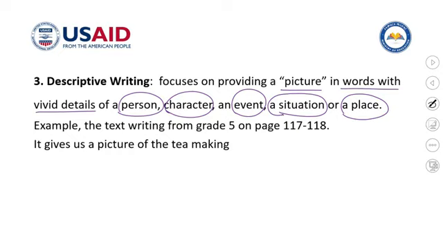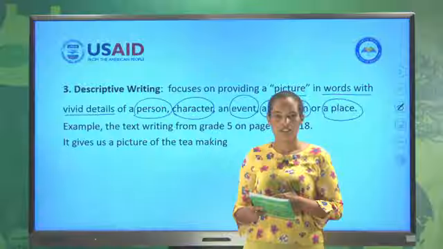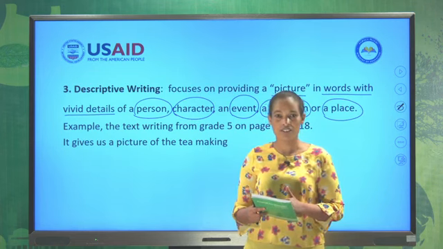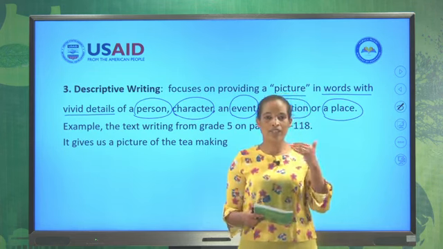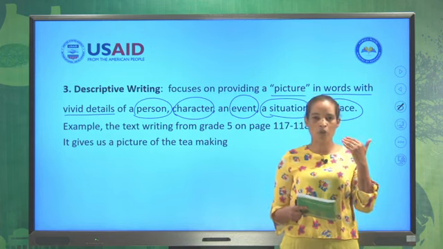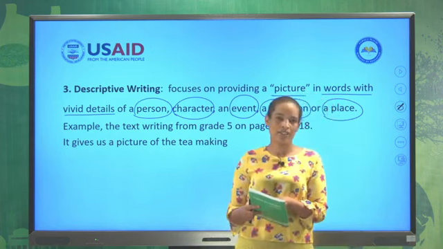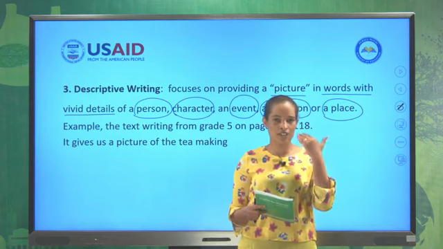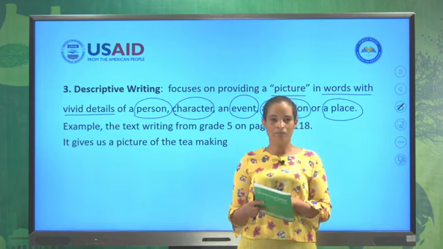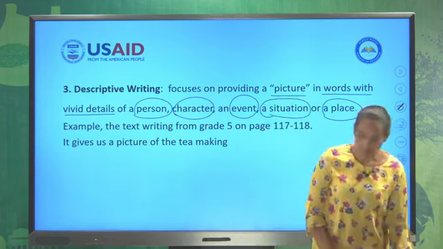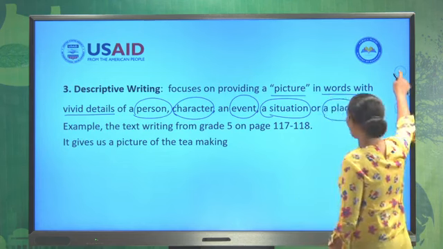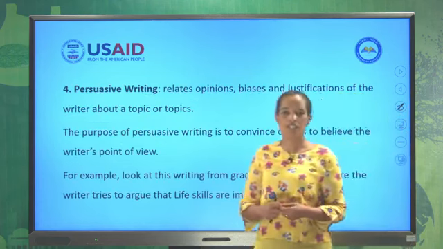So, your reader can make tea easily just by reading your text, because your reader is getting the image or picture in his or her mind of how we can make tea. Good. The fourth type of writing is persuasive writing.